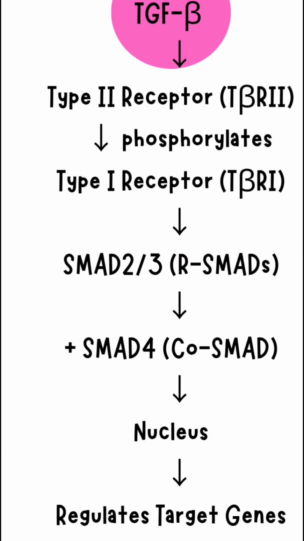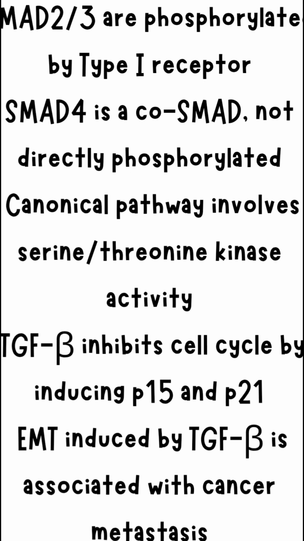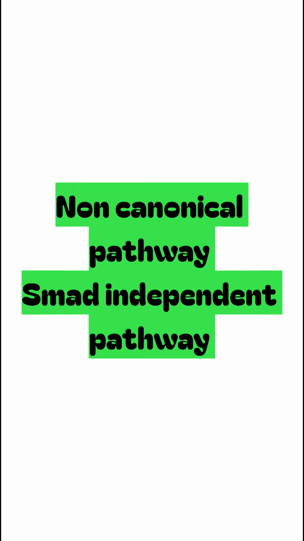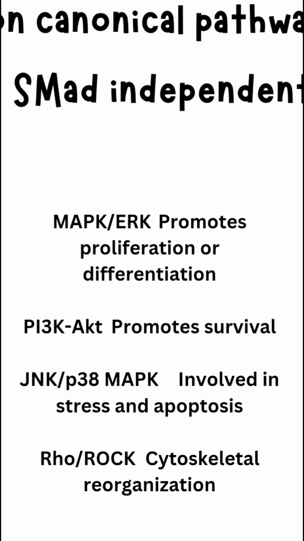the targeted gene expression. The non-canonical pathway is the SMAD independent pathway, and these pathways bypass the SMAD protein and use other signaling cascades. For example, the MAPK, the PI3K and AKT pathway, the Rho-like GTPase pathway, and the NF-kB pathway. These regulate the cytoskeleton organization, cell survival, and migration.